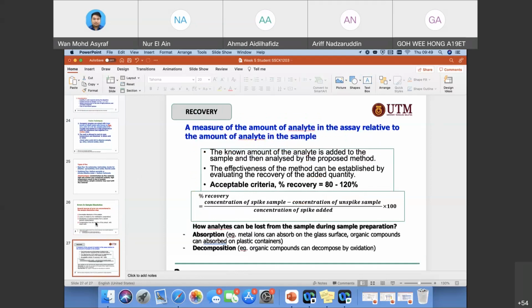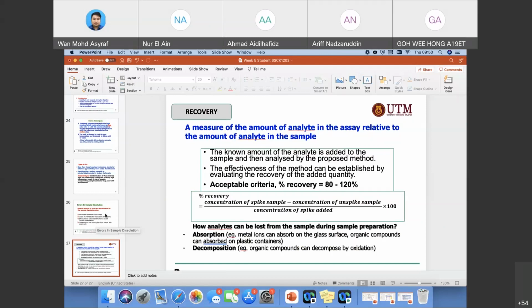Recovery is a measure of the amount of analyte in the assay relative to the amount of analyte inside the sample. So you can measure how much of the analyte you've got back in terms of the recovery. Acceptable criteria is usually around 80% to 120%. You measure the recovery by the concentration of the spiked sample minus the concentration of the unspiked sample, divided by the concentration of the spiked sample, times 100.